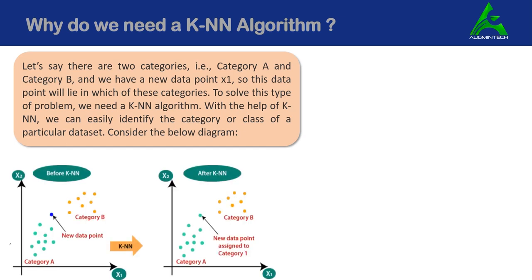For example, let's say here we have two diagrams. The first one depicts before KNN, where we have a new data point, category A and category B. We need to classify this new data point either into category A or into category B. After KNN, you can see this new data point is assigned to category A, as the point color also changes to the points of category A. So basically, whatever new data point is coming in, we will classify it into a well-suited category.